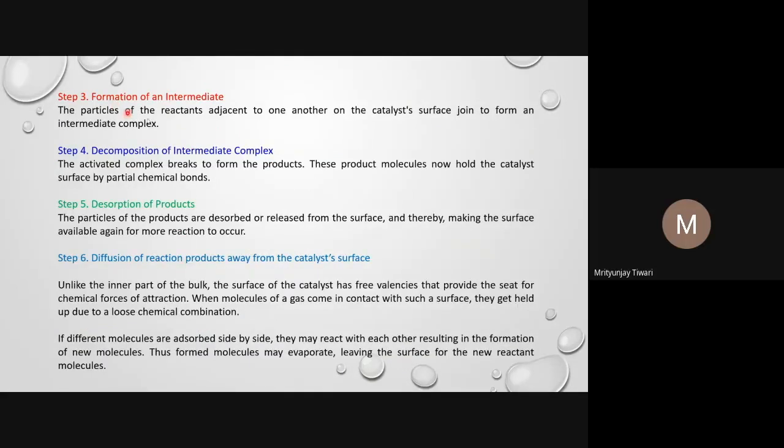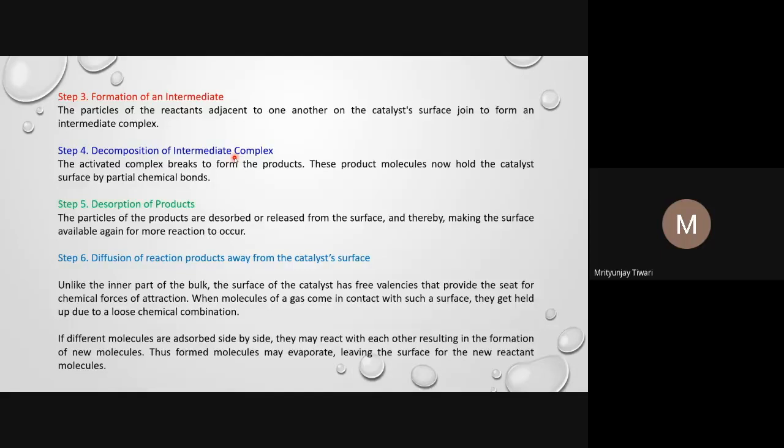In the third step, the formation of an intermediate happens. The particles of the reactant adjacent to one another on the catalyst surface join to form an intermediate complex. Now this intermediate complex will decompose, and the decomposition of the intermediate complex will happen, leading to the desorption of the product.